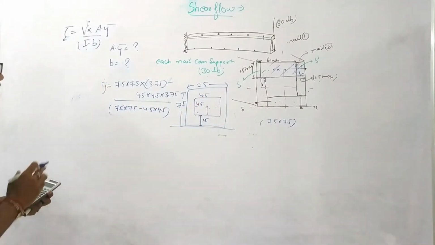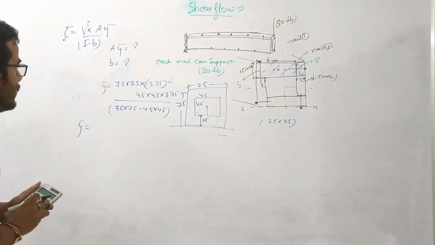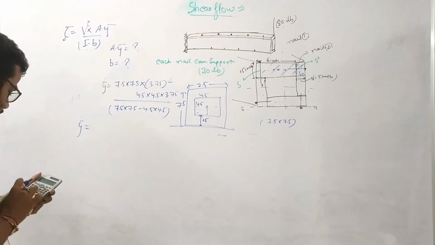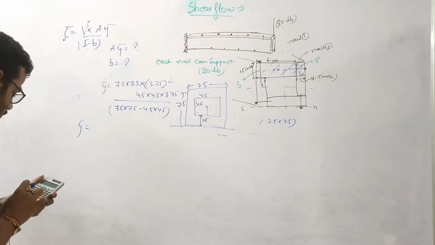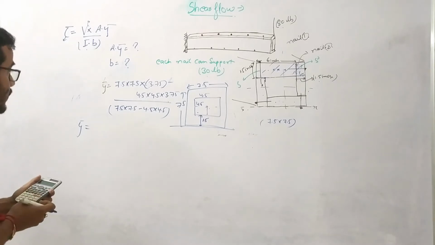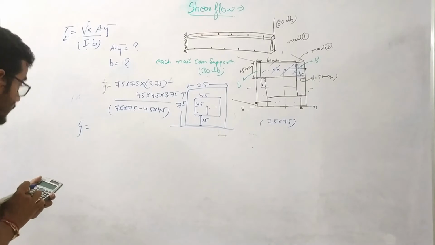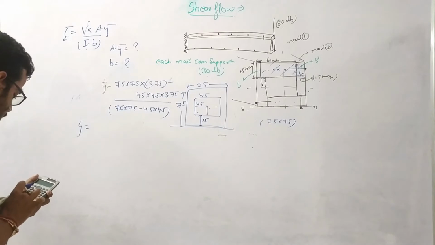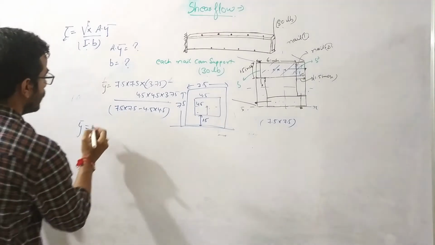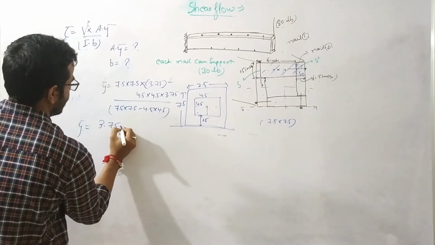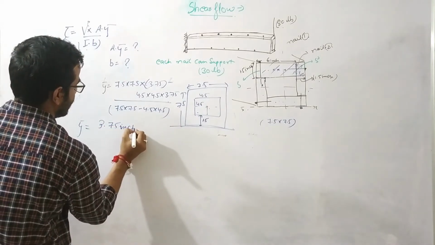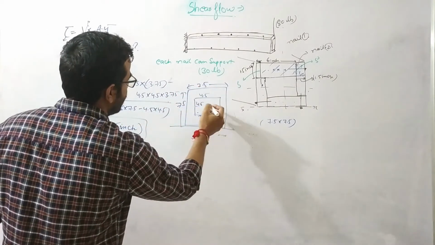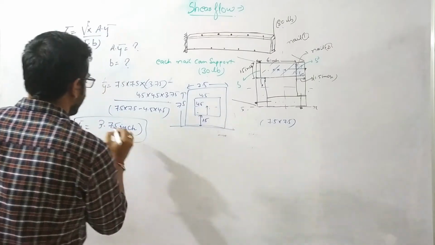So if I calculate the y bar, it will be 7.5 into 3.75 minus 4.5 into 4.5 into 3.75, over the total area. So y bar is nothing but 3.75 inch. I need not calculate this because this is a symmetrical figure. I can directly take the y bar, which acts at the centroid, that is 3.75 inch.